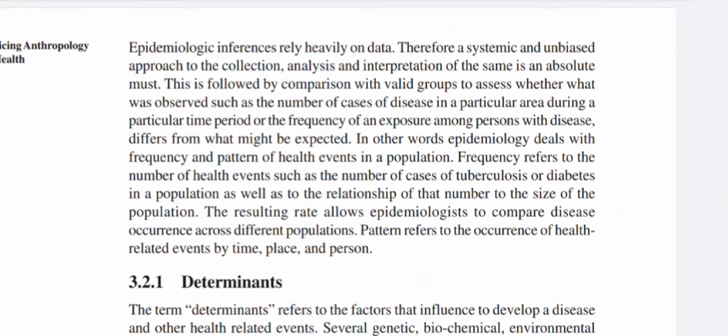Frequency refers to the number of health events such as the number of cases of tuberculosis or diabetes in the population, as well as to the relationship of that number to the size of the population. The resulting rate allows epidemiologists to compare disease occurrence across different populations. Pattern refers to the occurrence of health related events by time, place, and person.